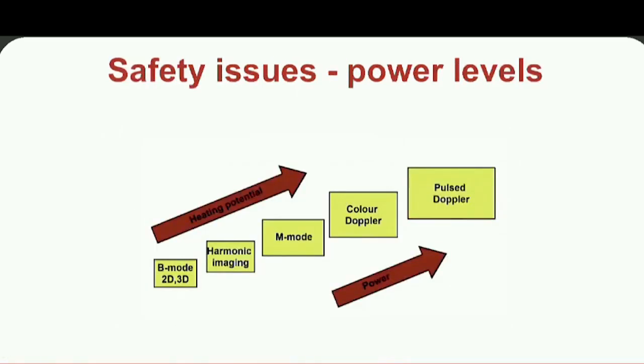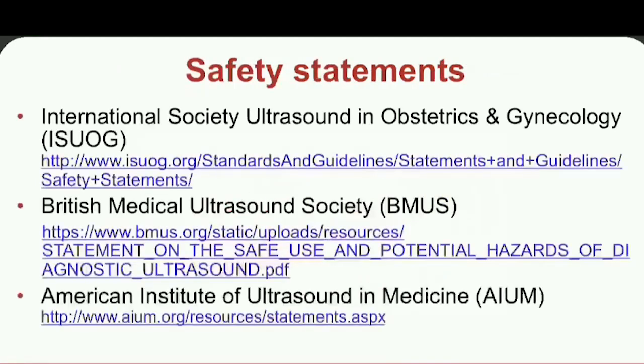When you look at the power levels, as the power increases, the heating potential also increases. B mode, 2D and 3D have the lowest power. Harmonic imaging is next. Then you have M mode, color Doppler, and pulse Doppler has the highest power output. That is why we don't recommend using pulse Doppler on an 8-week fetus to measure the heart rate. You use M mode instead.